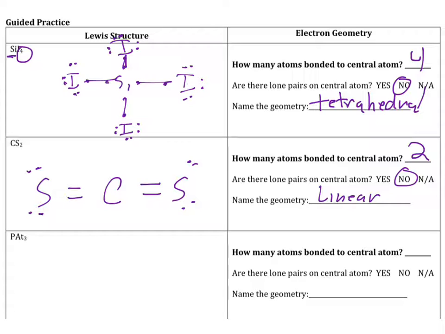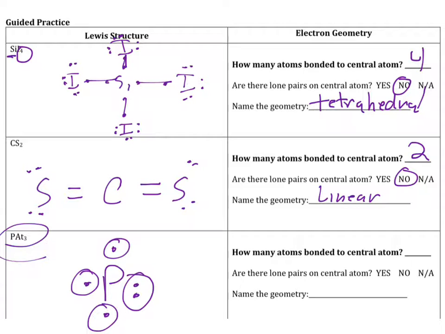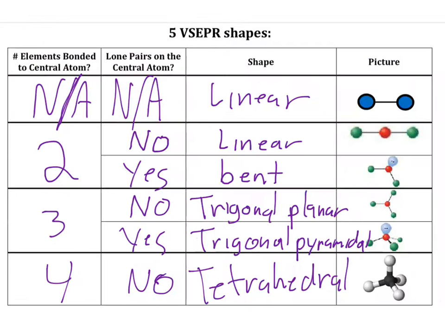All right, next one, phosphorus. If you take a look, phosphorus has 5 valence electrons. And so notice how there's 3 single electrons and there's 1 lone pair. And so the question is, how many atoms are bonded to the central atom? 3. Does the central atom have lone pairs? Yes. So what's 3 with lone pairs? Trigonal pyramidal.